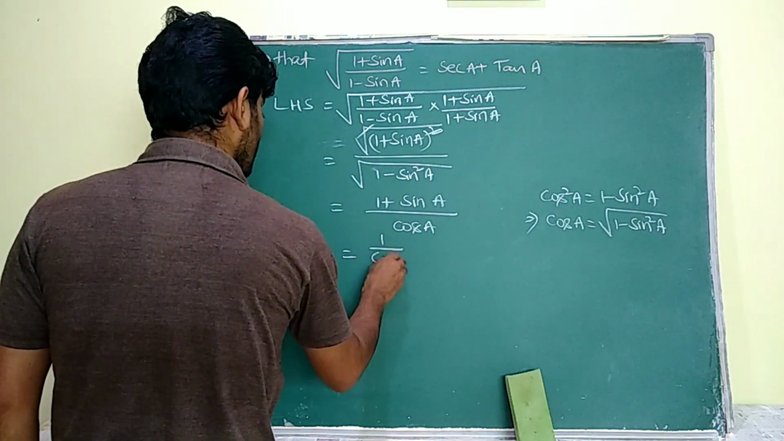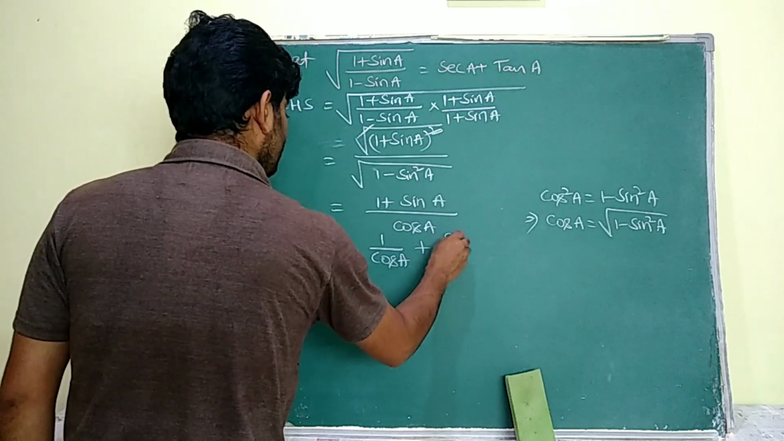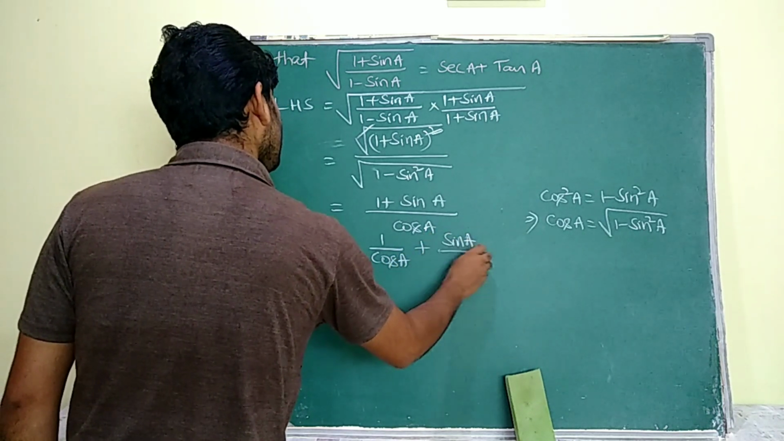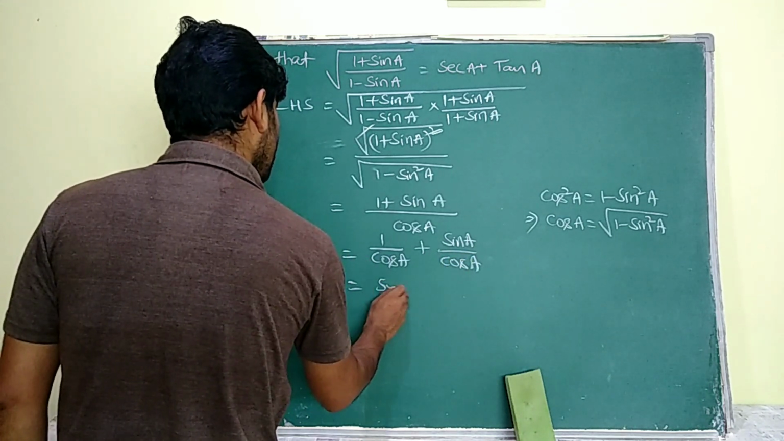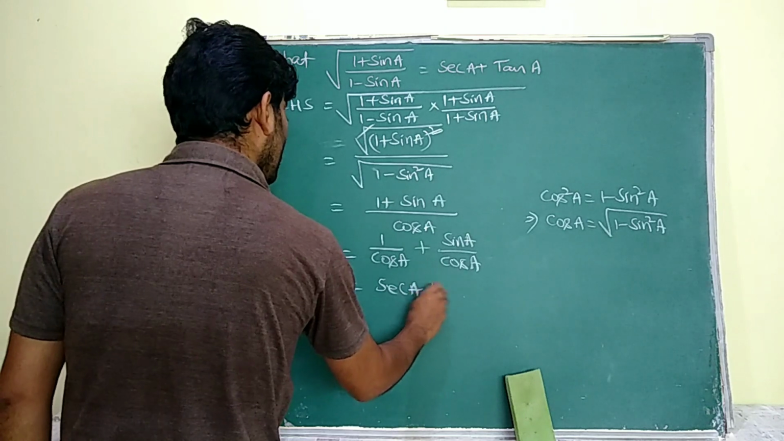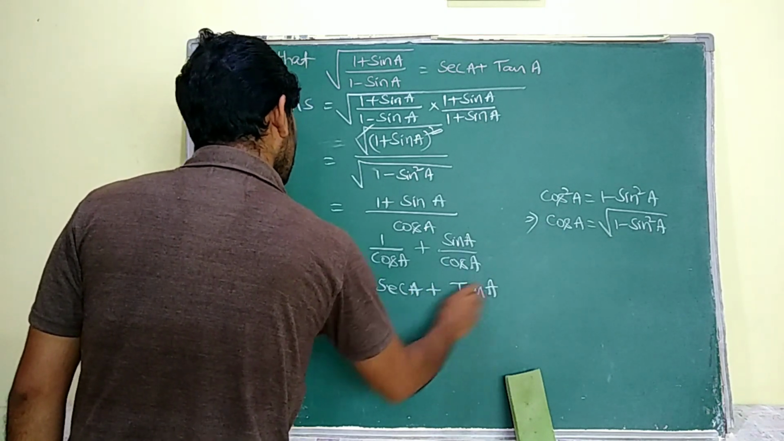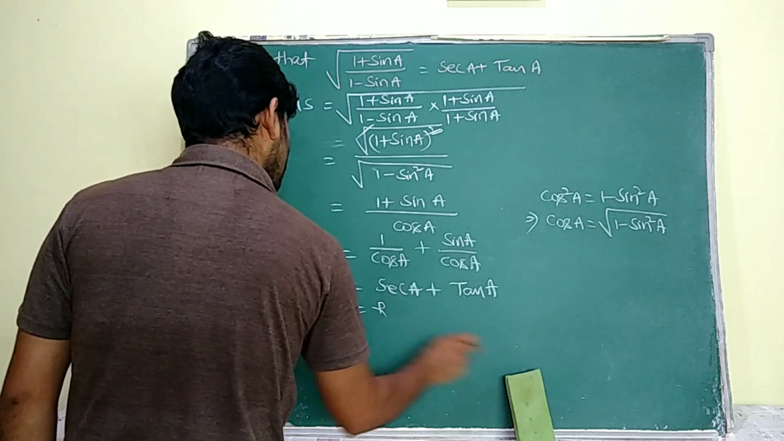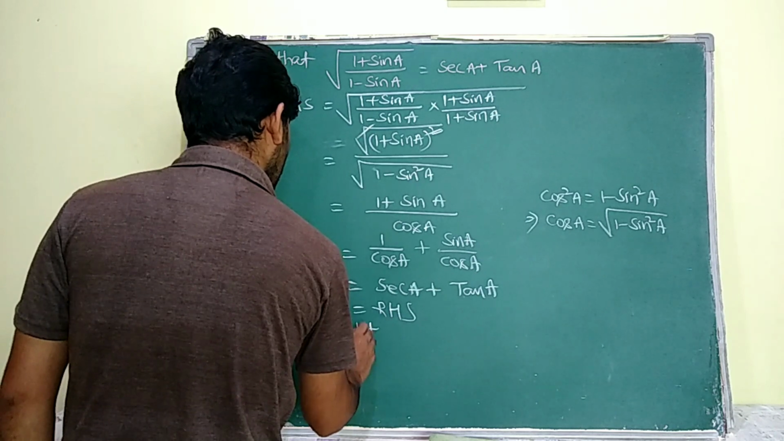Now split this into two fractions. 1 by cos A plus sin A by cos A. We know that 1 by cos A means nothing but secant A, and sin A by cos A is tan A. This is our RHS. Therefore LHS is equal to RHS.